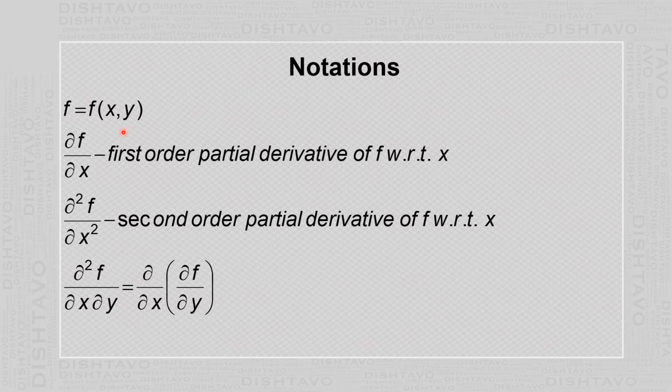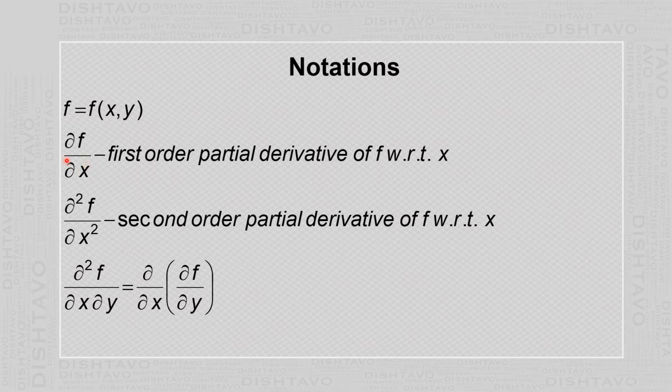The partial derivative of f with respect to x is denoted this way, and it is read as dou f by dou x, or the partial derivative of f with respect to x. Similarly, one can define the partial derivative of a given function with respect to y or with respect to z. This is the first order partial derivative of f with respect to x.